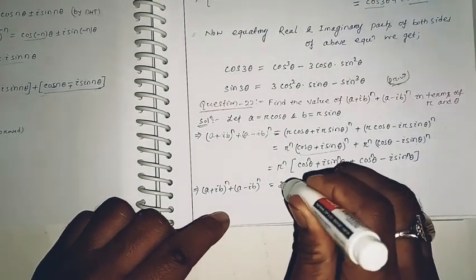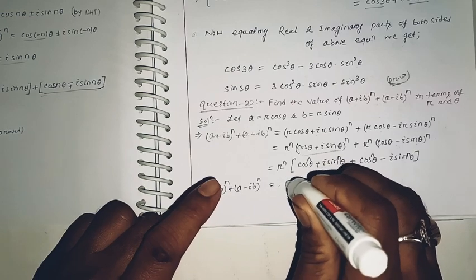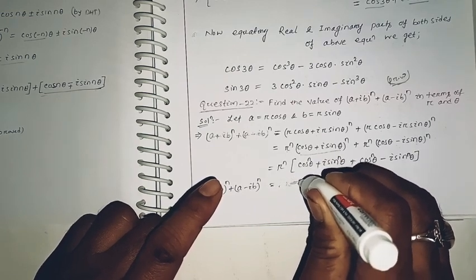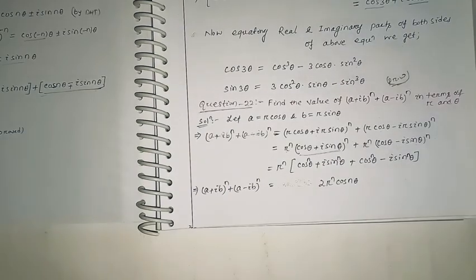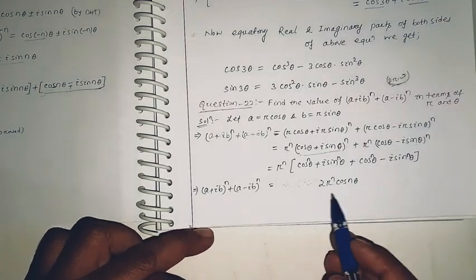I have to put the whitener, because this note I have to upload for you so that you can download it. So here we found this value equal to 2r^n cos n theta.